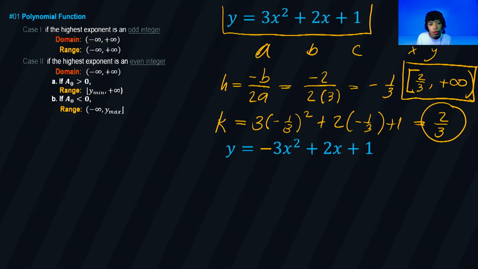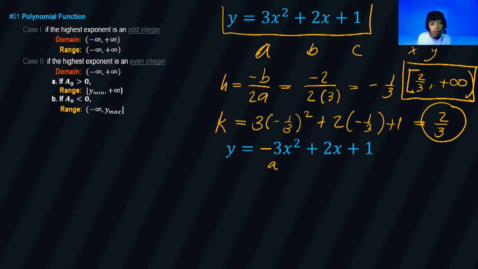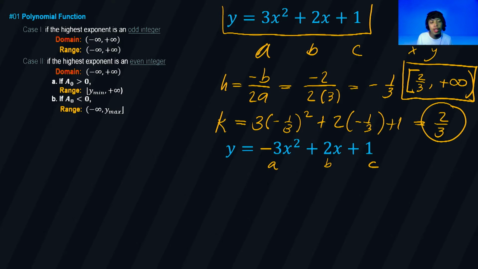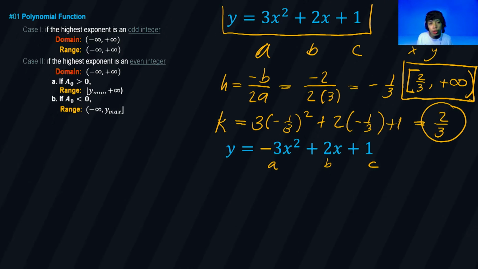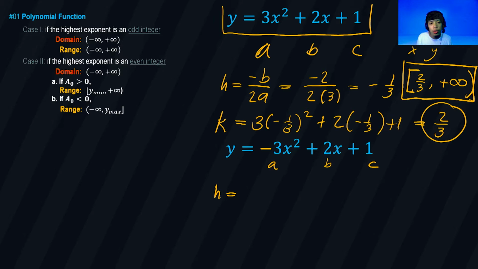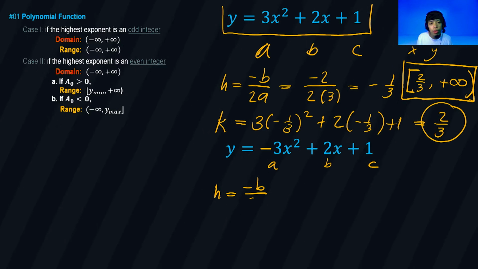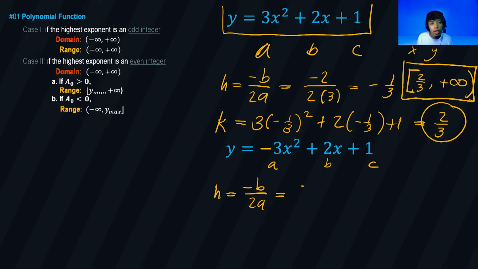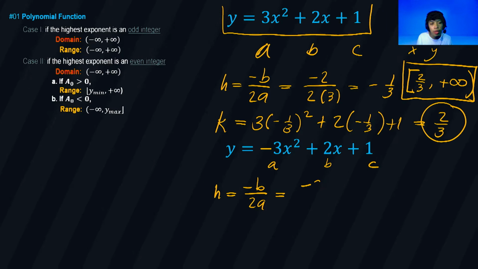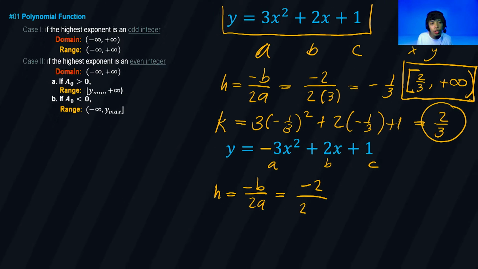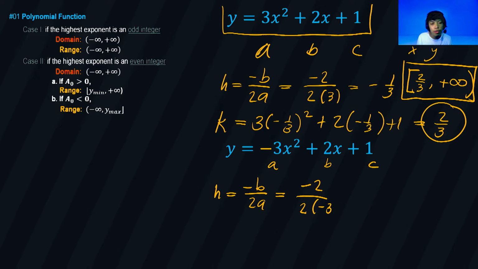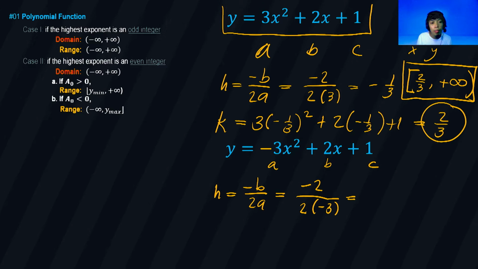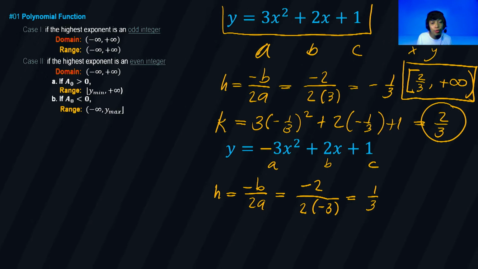Take note, this is your A, the negative 3. This is your B, and this is your C. To solve for H, H is equal to negative B over 2A. Your value for B is 2, so we have negative 2 over 2 times negative 3, and this is equal to positive 1/3. That's your value for H.